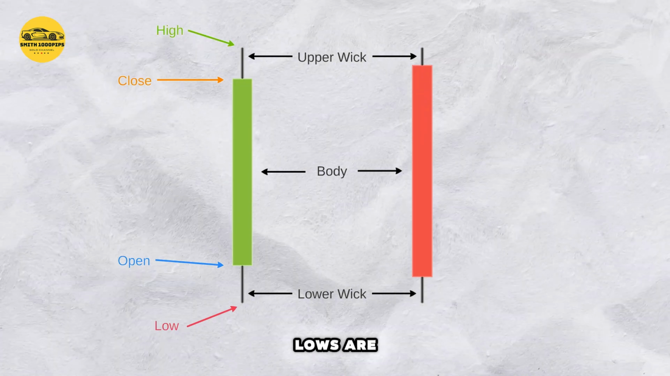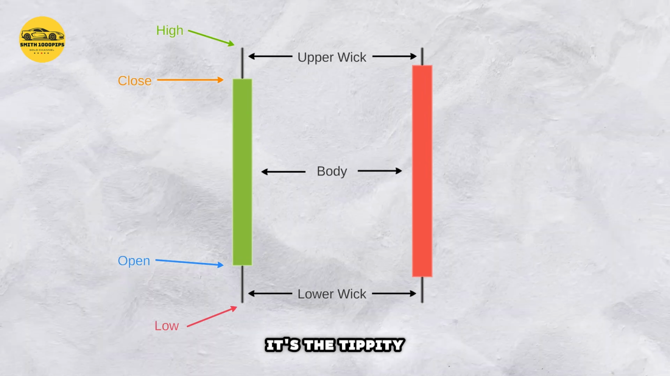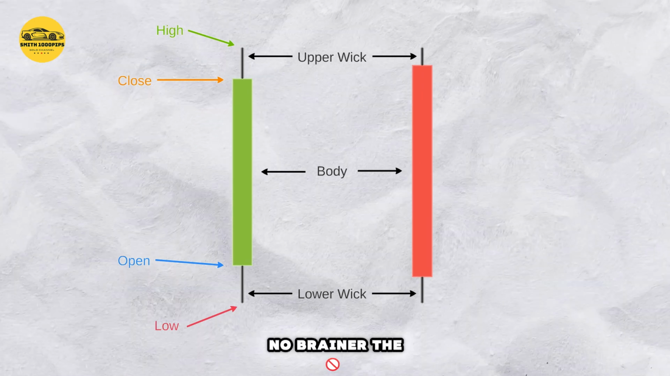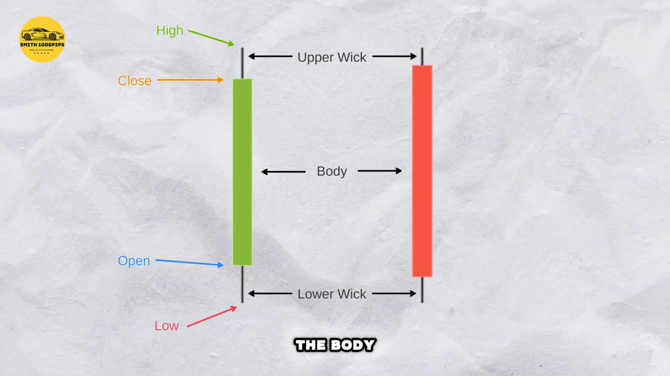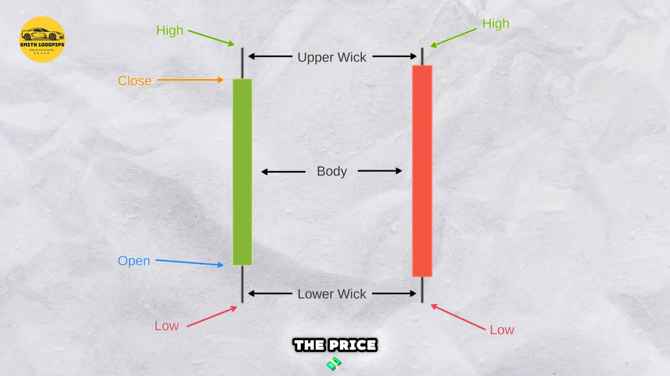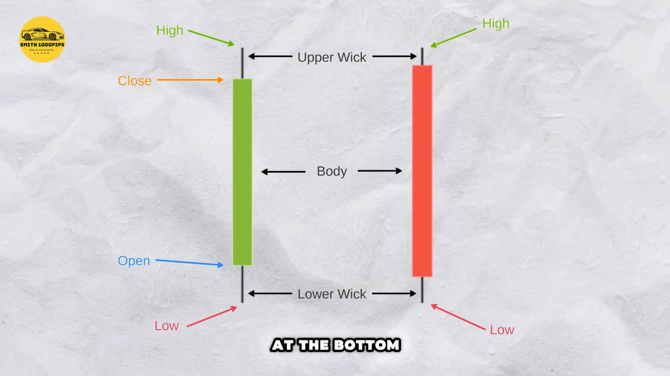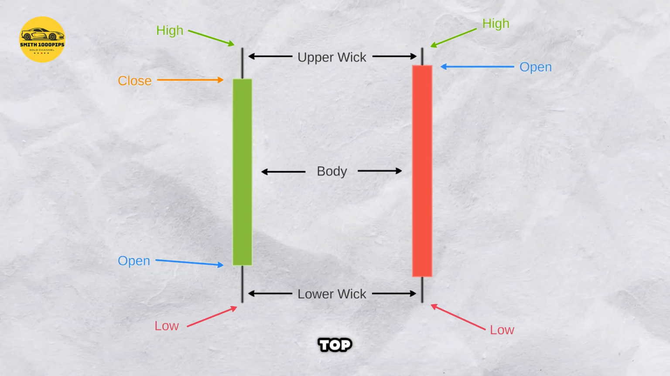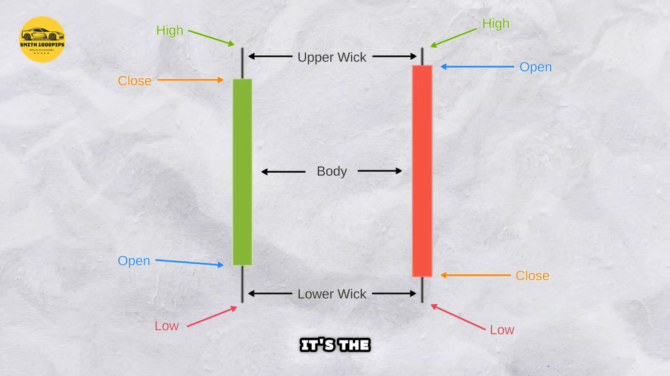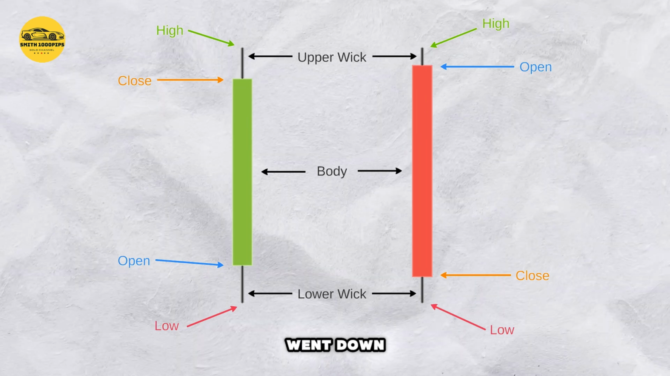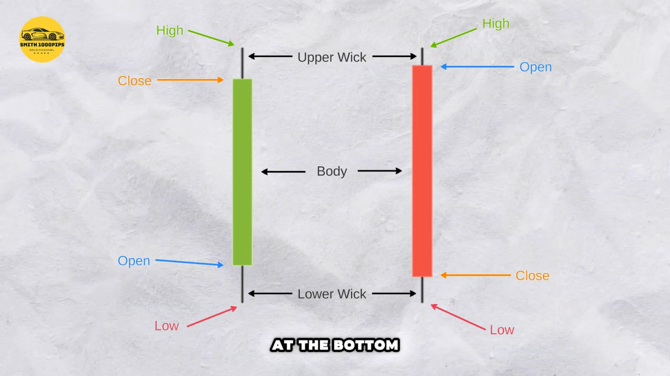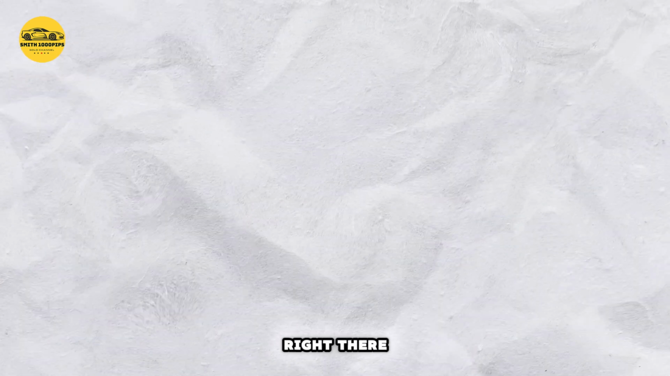Okay, let's lock this in, because this is the key. The highs and the lows are always easy. It's the tippity top of the upper wick and the very bottom of the lower wick. No brainer. The real difference is the body. For a green bullish candle, just think, the price went up, so it had to open at the bottom of the body and close up at the top. Makes sense, right? For a red bearish candle, it's the opposite. The price went down, so it opens at the top of the body and closes lower at the bottom. That's it. That's the secret right there.